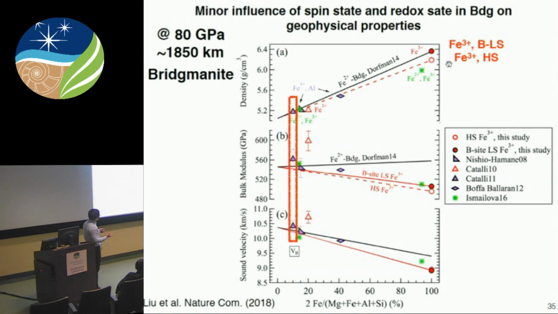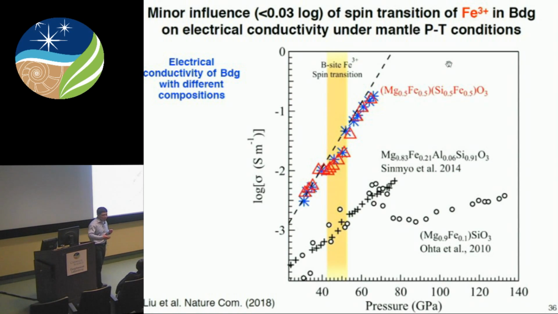Here is a figure showing a comparison between Fe2+ Bridgmanite as the black lines, together with either high spin Fe3+ as the red dashed lines, or low spin B site Fe3+ as the solid lines. What we see is that for most properties, Fe3+ Bridgmanite and Fe2+ Bridgmanite separate well for the very iron-rich end members. So our samples serve as the pure iron end members here. However, for normal mantle compositions, which have about 10 molar% iron, the separation is within experimental uncertainties.